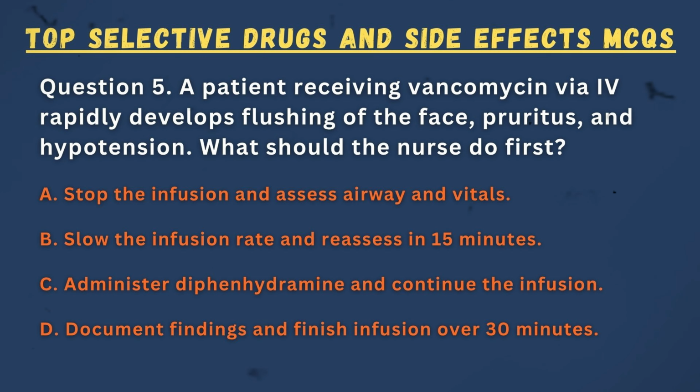A. Stop the infusion and assess airway and vitals. B. Slow the infusion rate and reassess in 15 minutes. C. Administer diphenhydramine and continue the infusion. D. Document findings and finish infusion over 30 minutes.